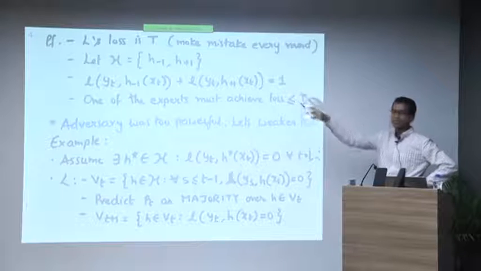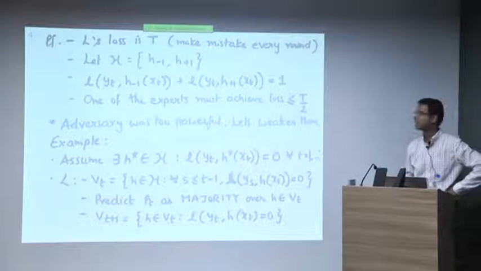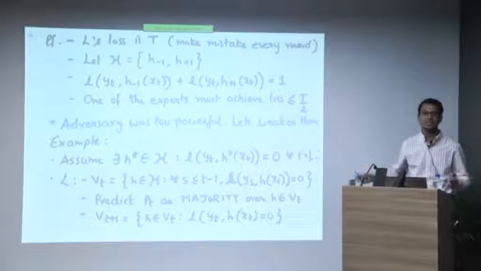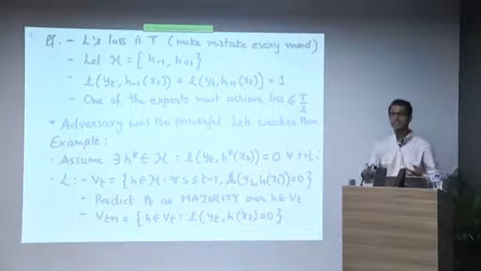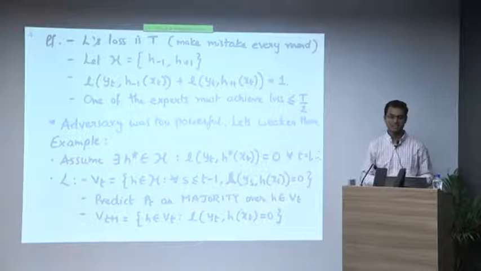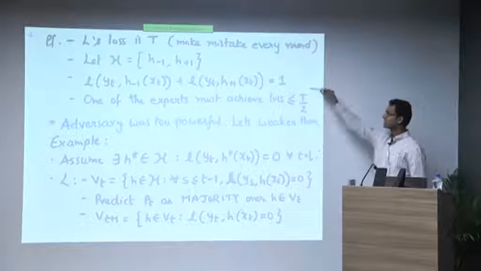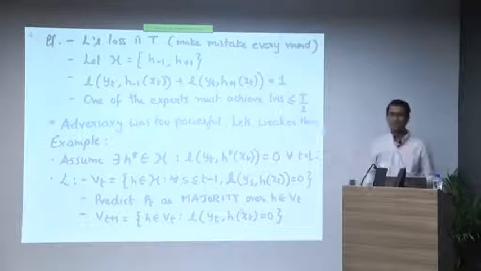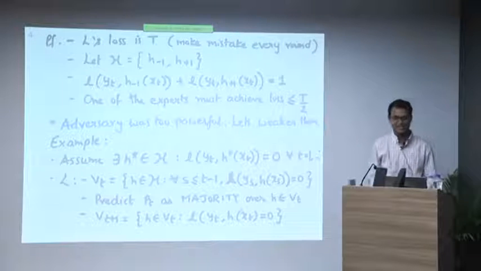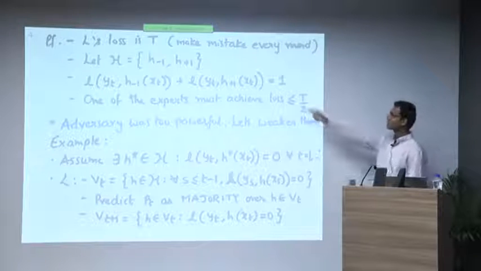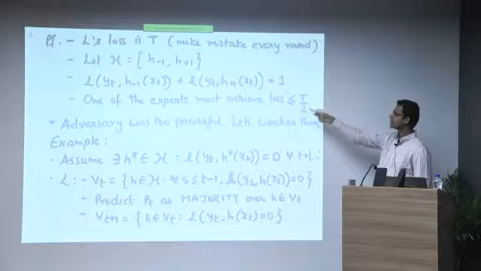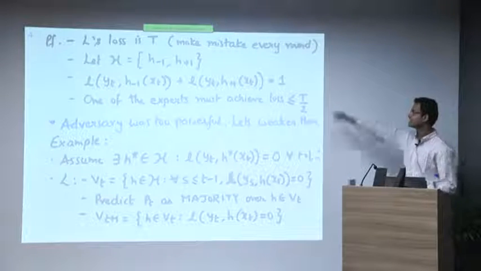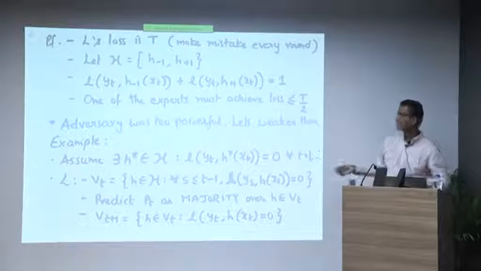Let the set of experts be h minus 1 and h plus 1, where h minus 1 means that expert always predicts -1, and h plus 1 means that expert always predicts +1. Then it's very simple to see that the total loss incurred by both experts is equal to T. One of them is going to be right because there are only 2 labels, which means that one of the experts must achieve loss less than or equal to T by 2, because you're summing over T such terms.